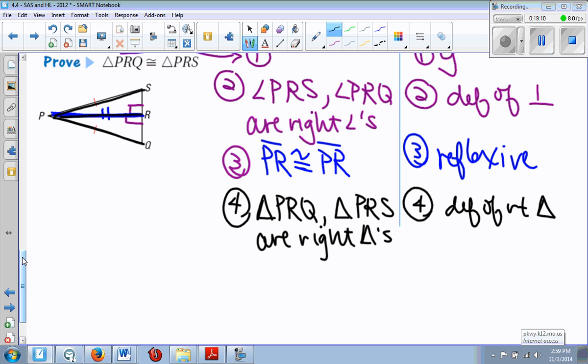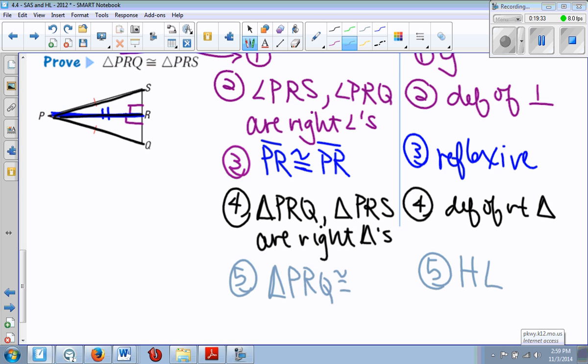So if you look at the things that we've stated in our proof, number 1, we have the hypotenuse in each triangle marked. Number 2, we have a leg in each triangle marked. And number 3, I was able to state that I have right triangles, which is necessary in order to say that I'm going to use HL. So I'm just going to recopy my congruent statement, PRQ and PRS. And the reason why they're congruent is because of hypotenuse leg theorem.